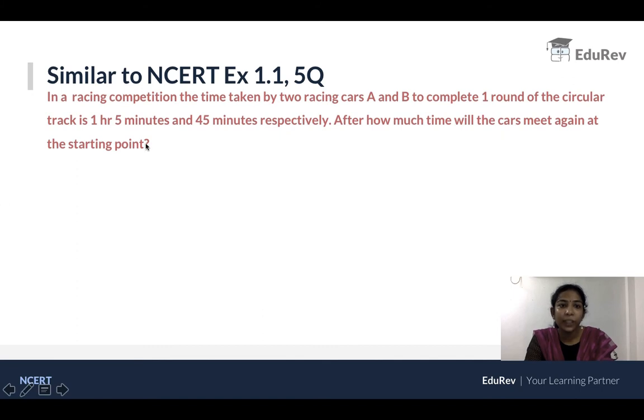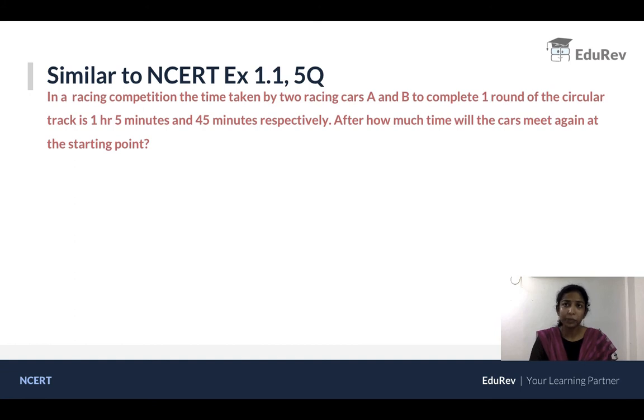In a racing competition, the time taken by two racing cars A and B to complete one round of the circular track is 1 hour 5 minutes and 45 minutes respectively. After how much time will the cars meet at the starting point? So there is a racing competition and two cars, A and B, participated. The time taken by car A was 1 hour 5 minutes, and for B it is 45 minutes. After they complete one round, they continue the process. So after how long will they meet again?